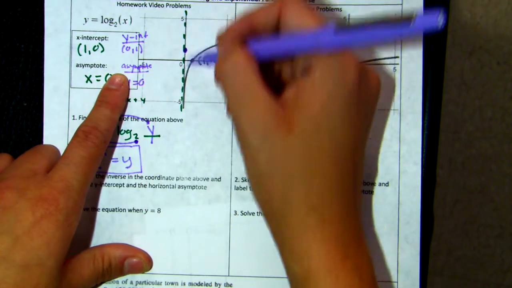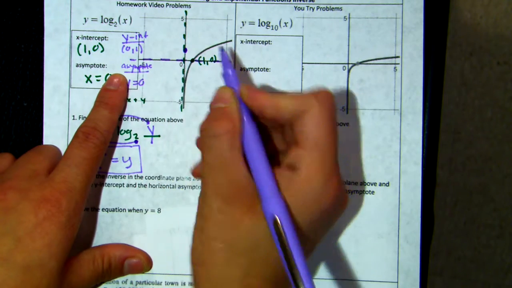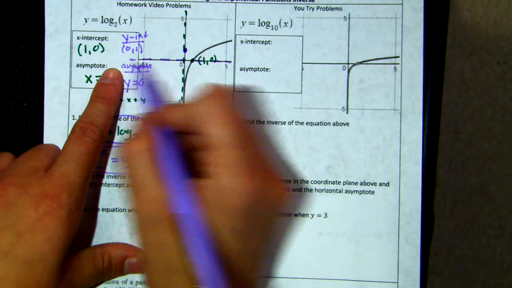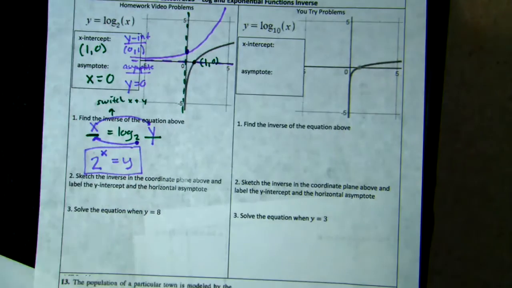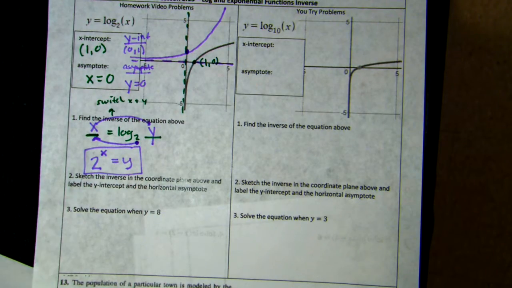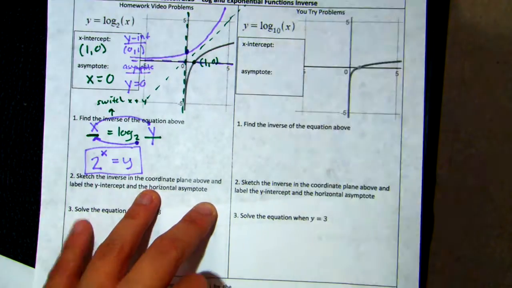We go from a vertical asymptote to a horizontal asymptote. So sketching the function, it's going to end up looking something like this. Notice that those functions reflect across the line y is equal to x, one more way of proving that these are inverses of each other.